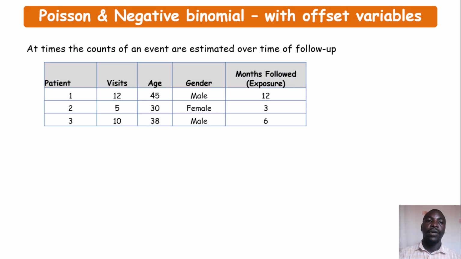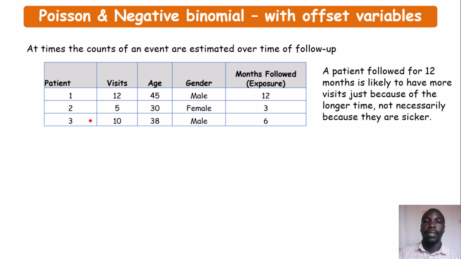For example, you're looking at patients and your outcome is patient visits, and then you're looking at their age and gender, but the time followed up, or the exposure, is not the same for each patient. The problem here is that a patient followed up for 12 months is likely to have more visits than one followed for less, not because that person is sicker. So months followed becomes an exposure variable.